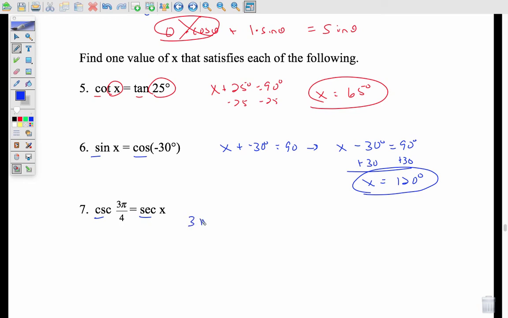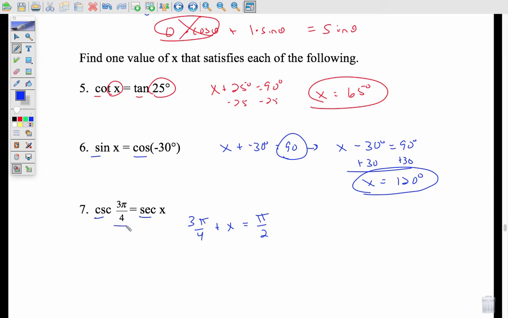And we'll go one more time here. Cosecant and secant are also cofunctions. Since they're set equal to each other, their angles are complementary. So 3 pi over 4 plus x. I'm going to leave it in radian measure. So I hope we all know that 90 degrees is the same thing as pi over 2 radians. So we're going to set it equal to pi over 2. Rather than change this to degrees, we can just do our math here.